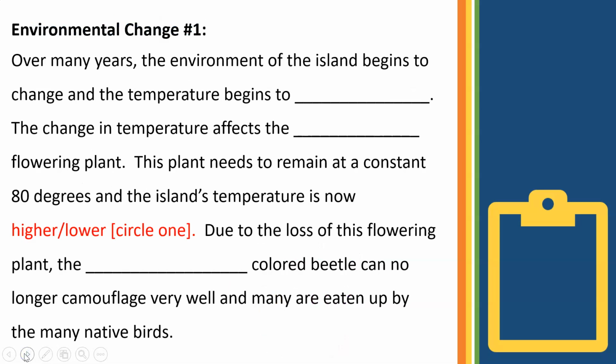Over many years, the environment of the island begins to change and the temperature begins to... Okay, randomly choose a card from bowl 2. No peeking. It should be random. So what did you select? Is the temperature increasing or decreasing? Write this in the first blank. And now make sure to put that card back in the bowl.